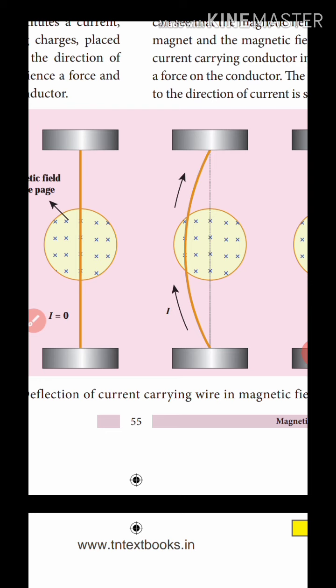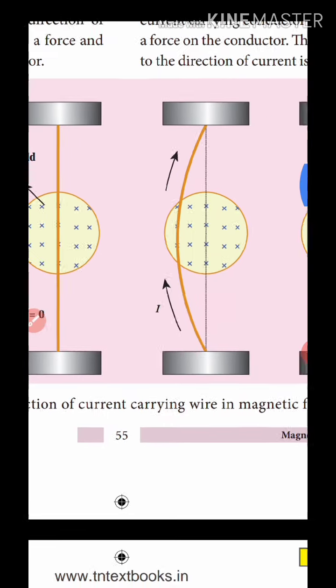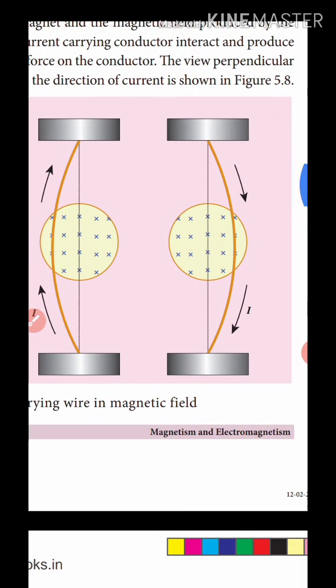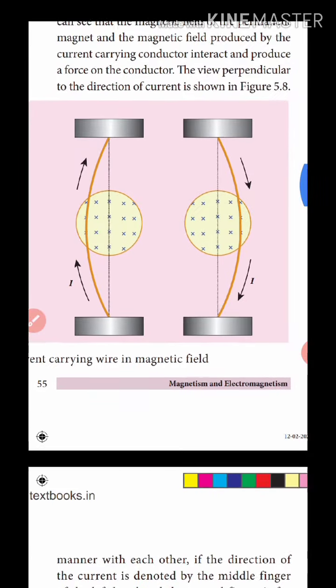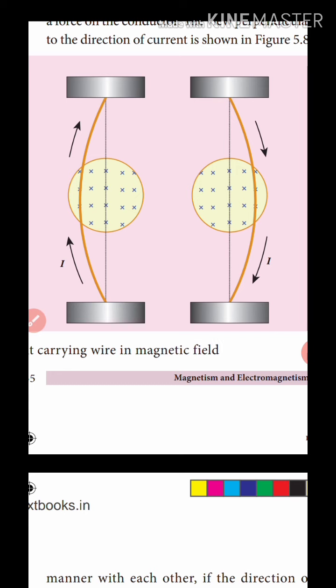In 1821, Michael Faraday discovered that a current carrying conductor also gets deflected when it is placed in a magnetic field. The magnetic field of the magnet and the magnetic field produced by the current carrying conductor interact and produce a force on the conductor. The view perpendicular to the direction of current is shown in this picture. Deflection of current carrying wire in the magnetic field.